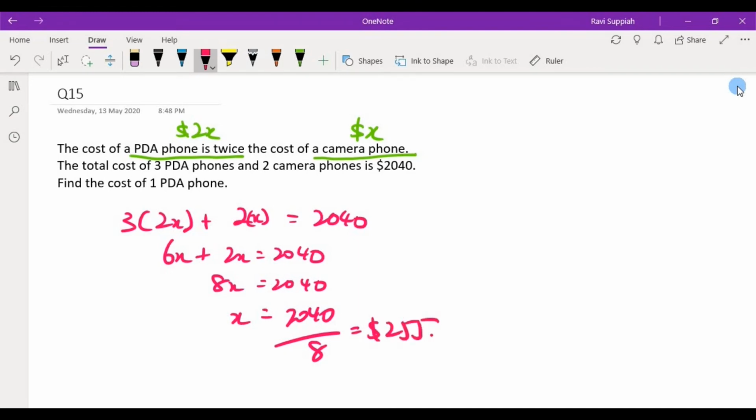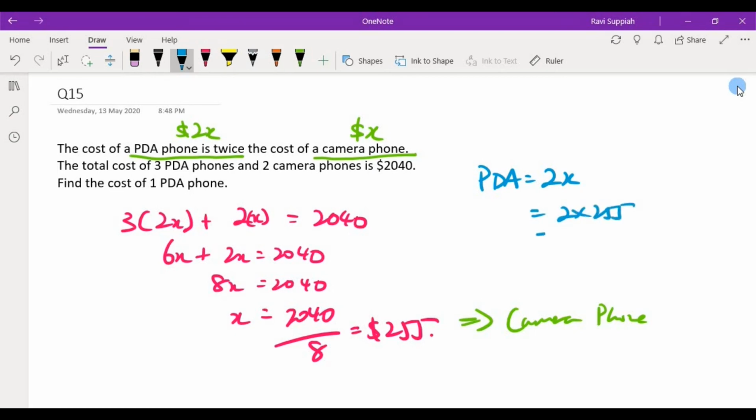255. Alright, so x dollars represents the cost of a camera phone. So that means that the cost of the PDA phone is 2x, which is 2 times 255, which will be equal to $510.